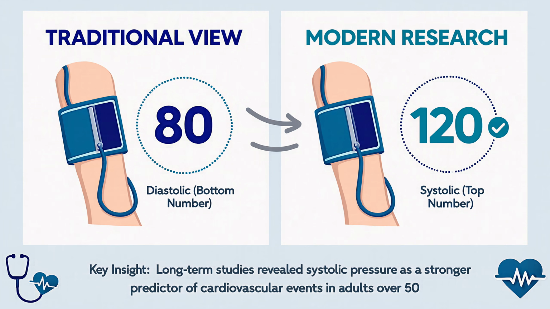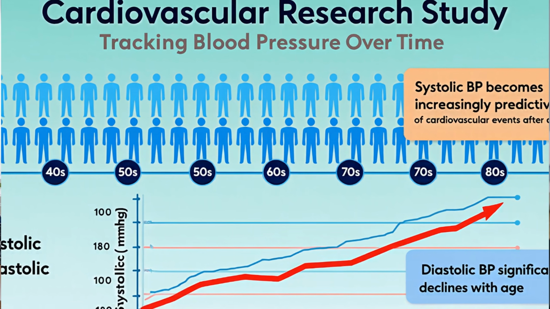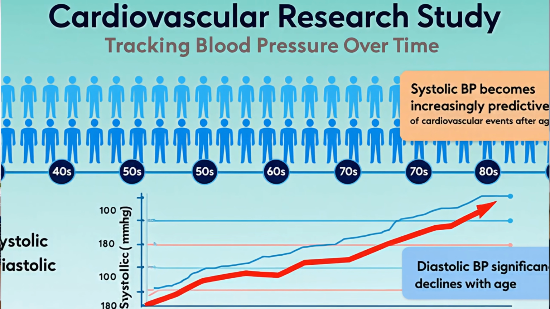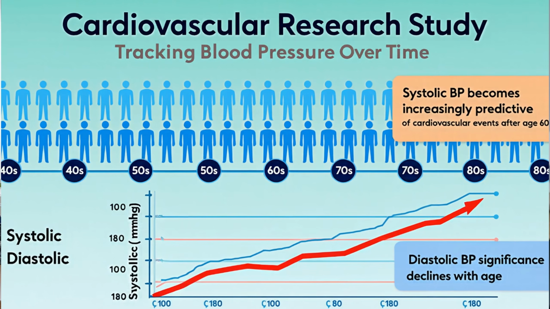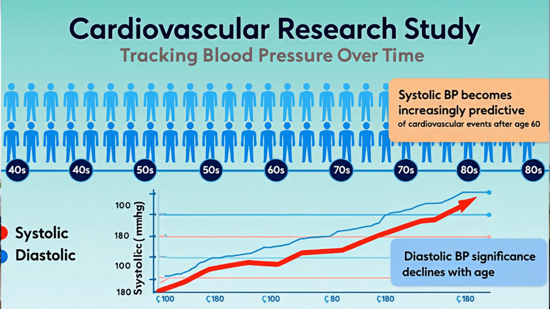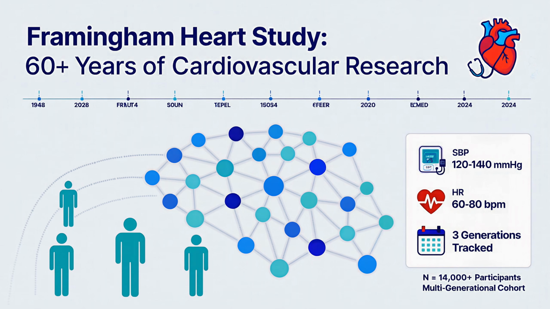For decades, doctors debated which of these numbers mattered more. Earlier in the 20th century, many physicians focused mainly on the diastolic number. At that time, it was believed that the baseline pressure between heartbeats told us more about long-term stress on the arteries. But as long-term studies followed people for many years, researchers began noticing a pattern. In many adults, especially after middle age, the top number often carried more information about cardiovascular risk. That observation did not come from theory. It came from decades of population data.